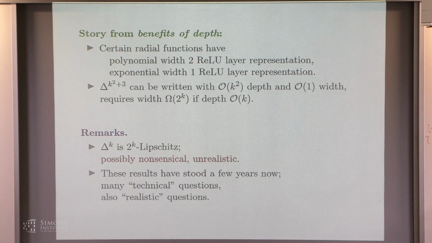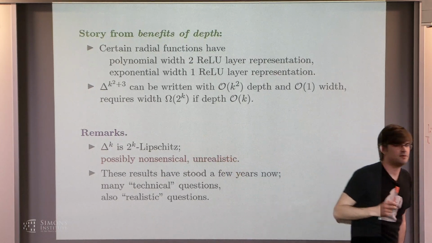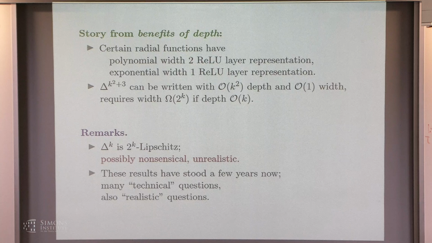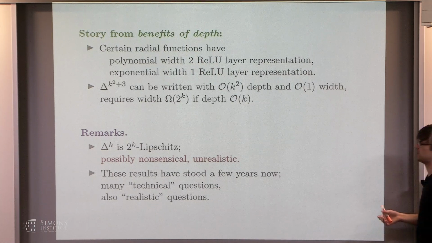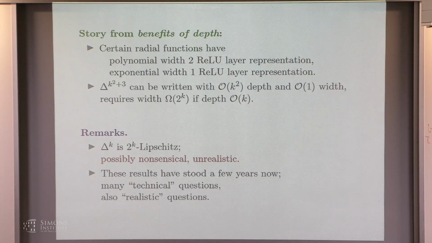So here are some remarks. This function is 2 to the k Lipschitz. And maybe I'll have time to mention it later, but I've been highlighting a lot of these constructions where they're Lipschitz and where they're not. I'm slowly believing less and less in high Lipschitz functions, because don't expect to get them in PyTorch, basically.